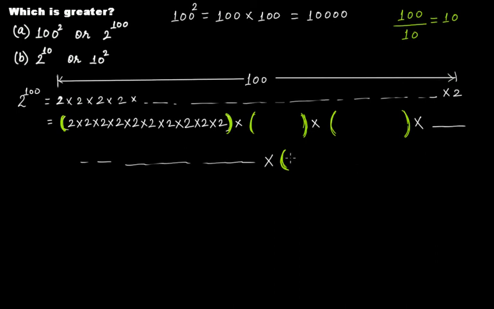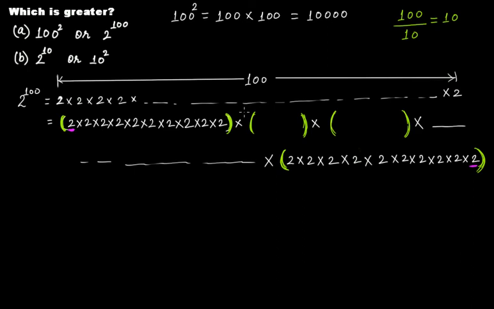Suppose this is the last group. So 2 into 2 into 2, 1, 2, 3, 4, 5, 6, 7, 8, 9 and 10. So clearly this one will be the 100th 2 and this one will be the first 2. We have grouped the multiplication of 10 2's together.